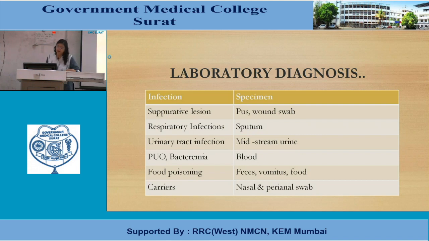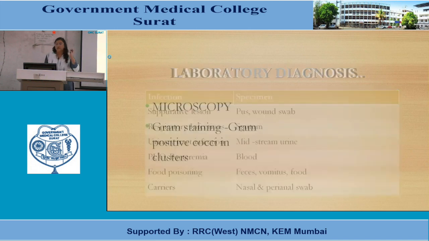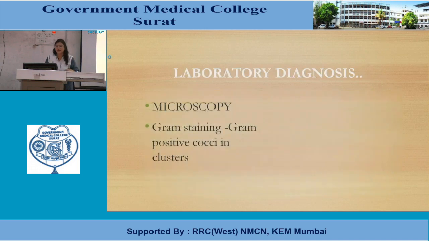Then if pyrexia of unknown origin or bacteremia, then blood. Food poisoning cases, then feces, vomitus, or food. And if a person is suspected to be a carrier, then nasal and perianal swabs are taken. After collection, the sample is transferred to the lab as early as possible.